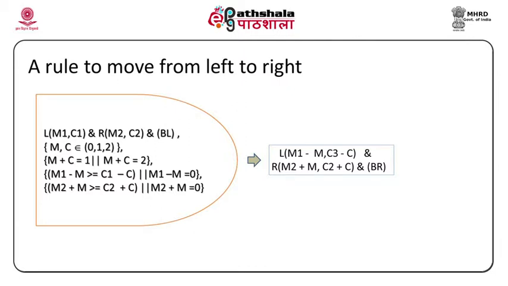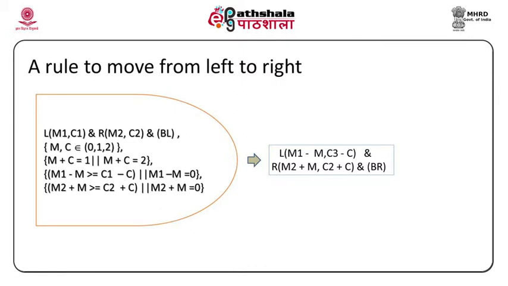Okay. Now, the next one, what is it about? Now, this is very similar to what we have seen before. The number of missionaries on the left hand side must be greater than the number of cannibals on the left hand side, or the number of missionaries is 0. So, we had M1 before, now we are subtracting M, and the number of cannibals also is reduced. What does that mean? That means that now we have M1 minus M missionaries and C1 minus C cannibals on the left hand side, and that must fulfill this condition.